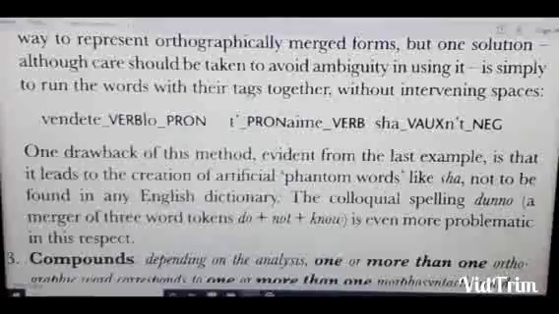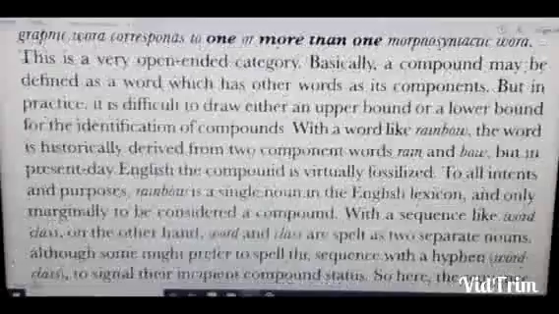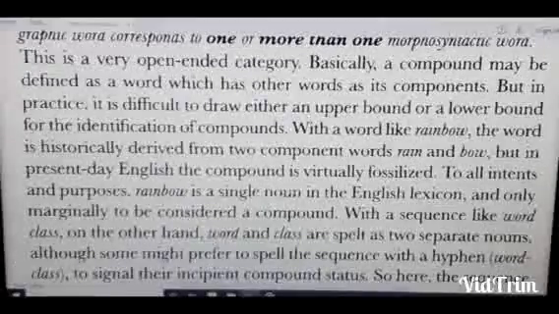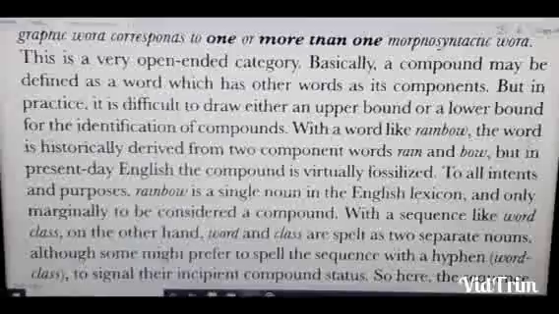Third, compounds. Depending on the analysis, one or more than one orthographic word corresponds to one or more than one morphosyntactic word. This is a very open-ended category. Basically, a compound may be defined as a word which has other words as its components, but in practice, it is difficult to draw either an upper bound or a lower bound for the identification of compounds.